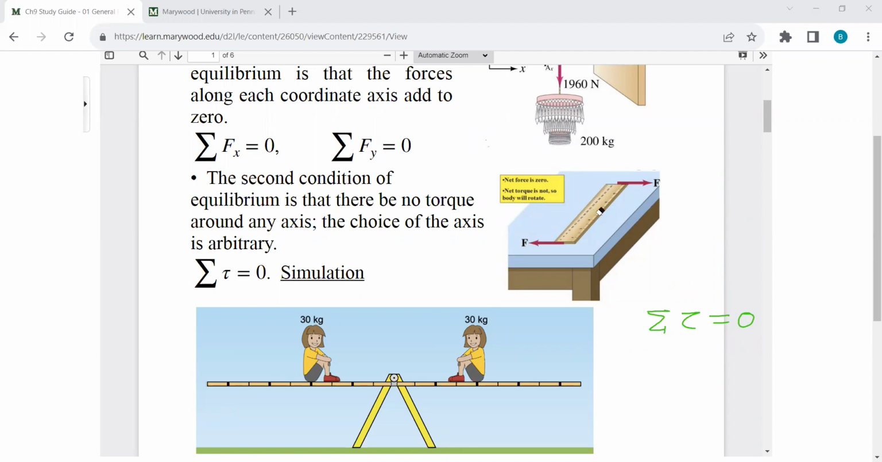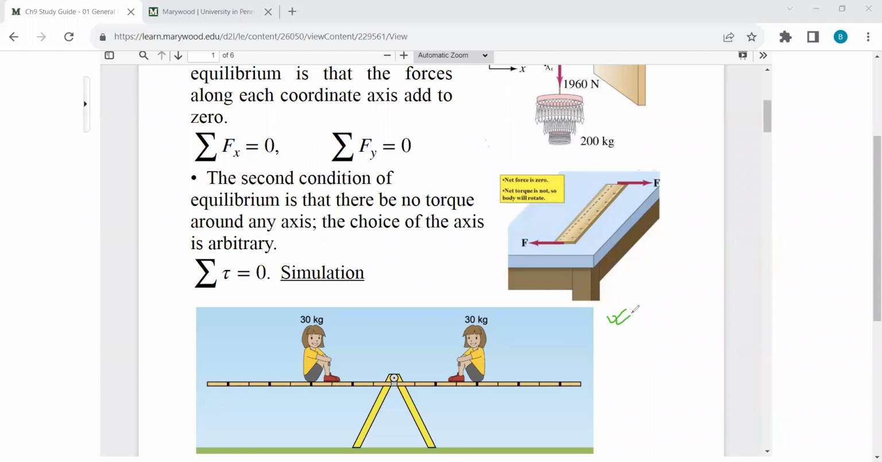So the two conditions we have to maintain are, one, the net force is equal to 0, and another, the net torque is equal to 0. And the net force equation can be divided into two other equations, one is the x equation, another is the y equation. For example, this picture is one example of static equilibrium.